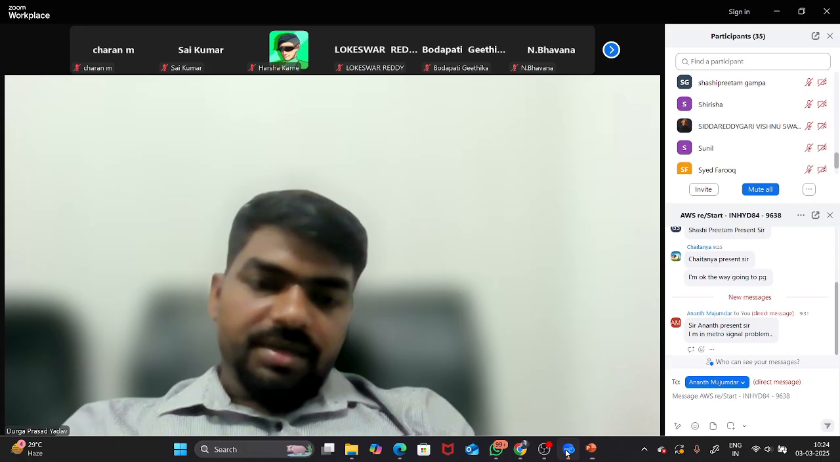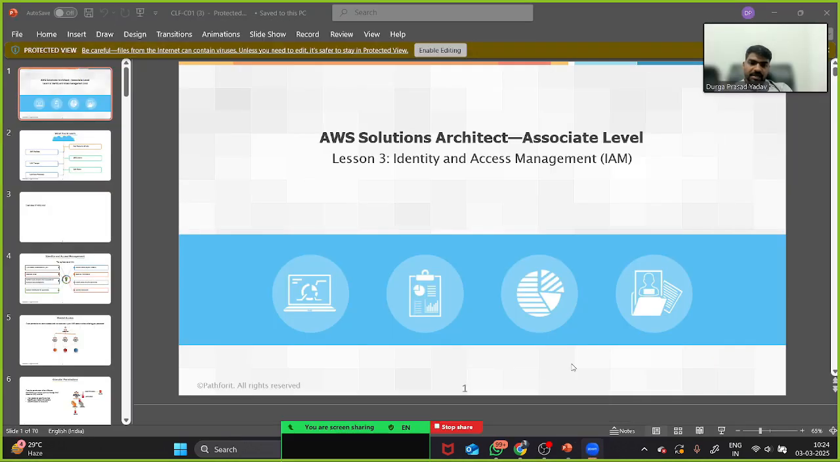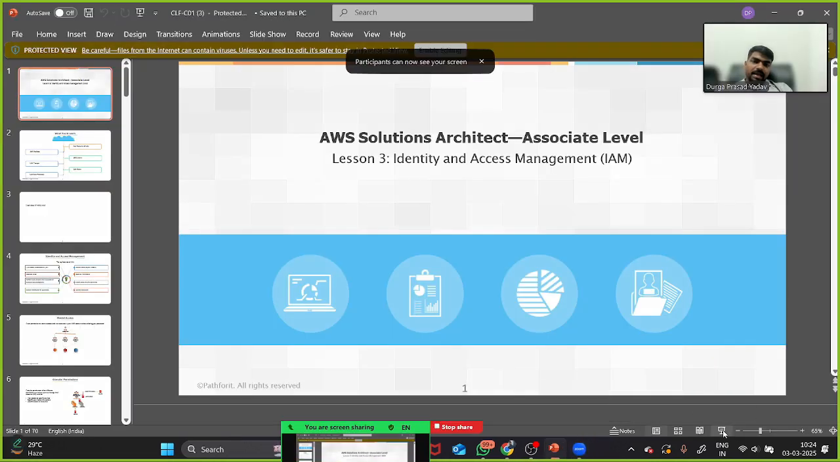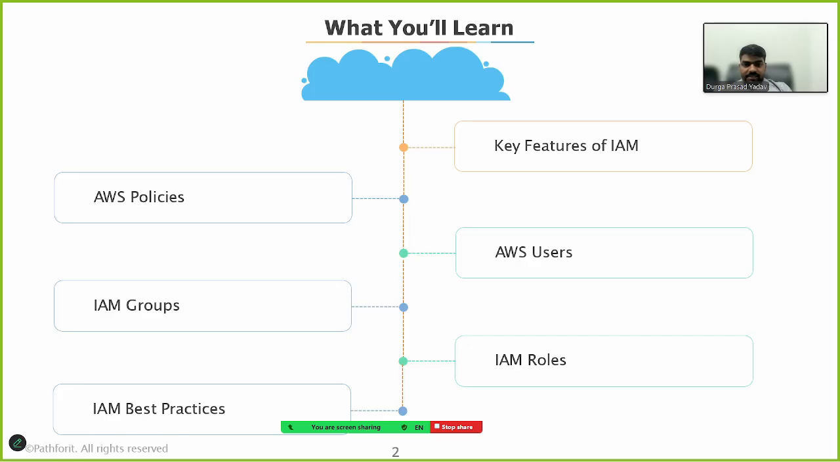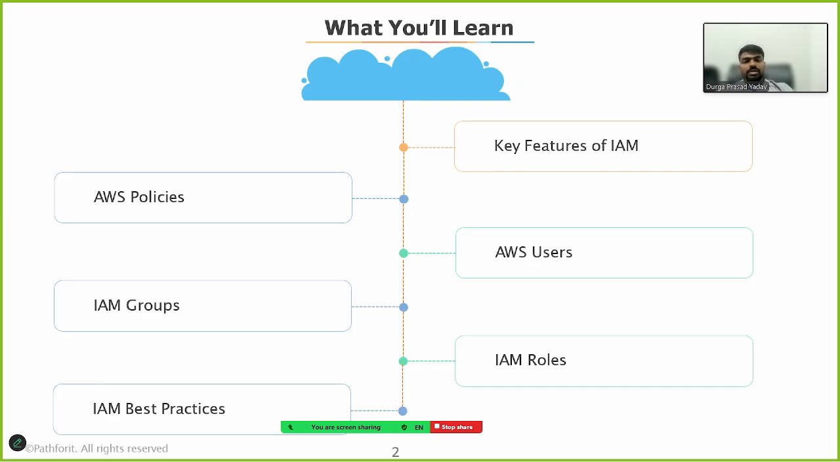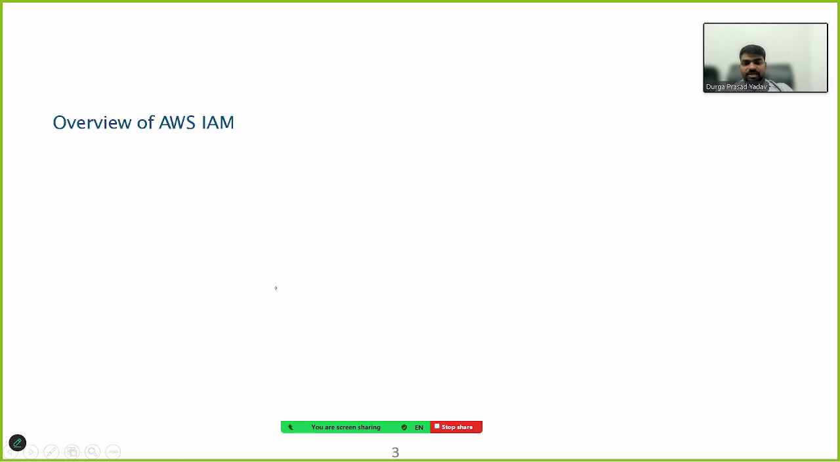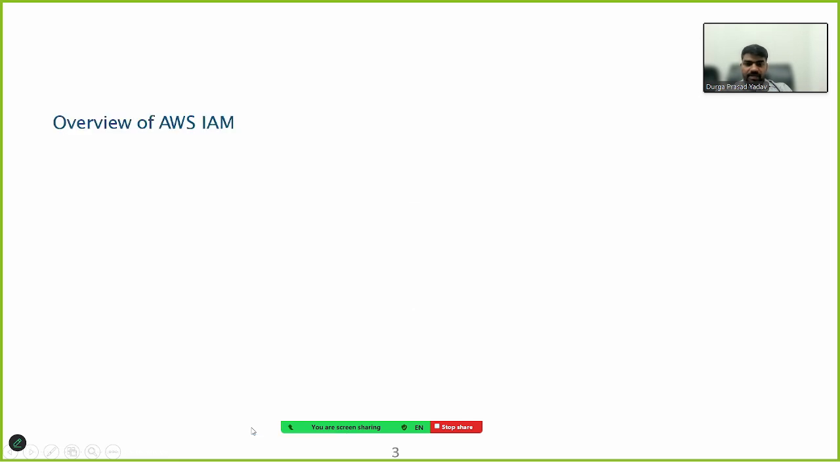So guys, if I share the screen, you will come to know another document of IAM. I'll not take that much time. I'll just try to explain it by using this document so that you will be able to understand easily. So this is again all about IAM. Here we'll discuss the key features, policies, users, roles, groups, and best practices, right?